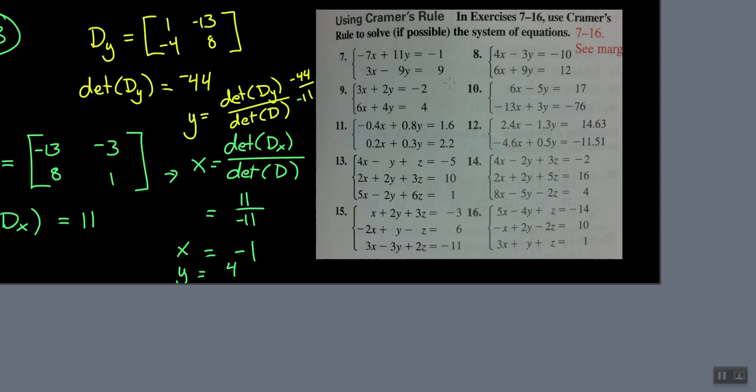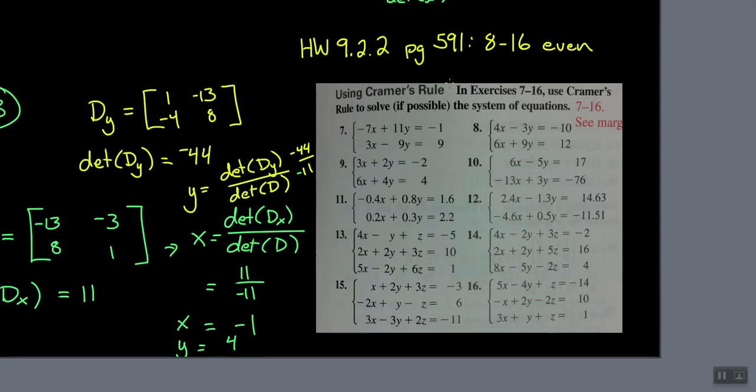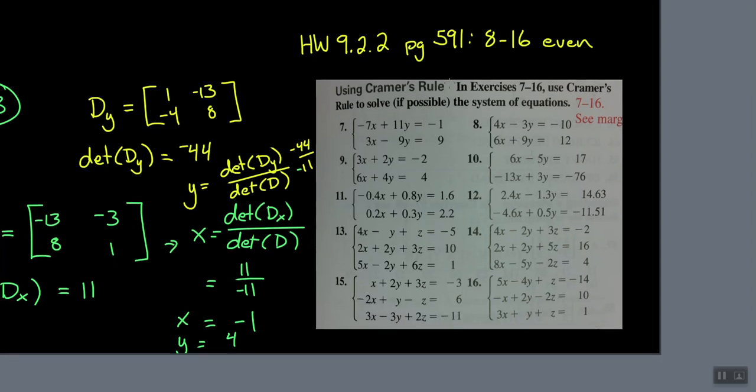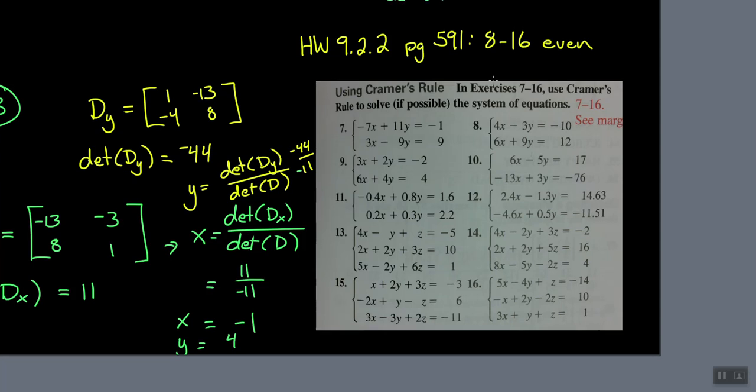Your homework is, I'm going to call it 9.2.2 because that's what it's been called throughout the CPM stuff that we were using. It's really chapter 8, but that's okay. We'll deal with it. Your homework this weekend is going to be 8 through 16 even.